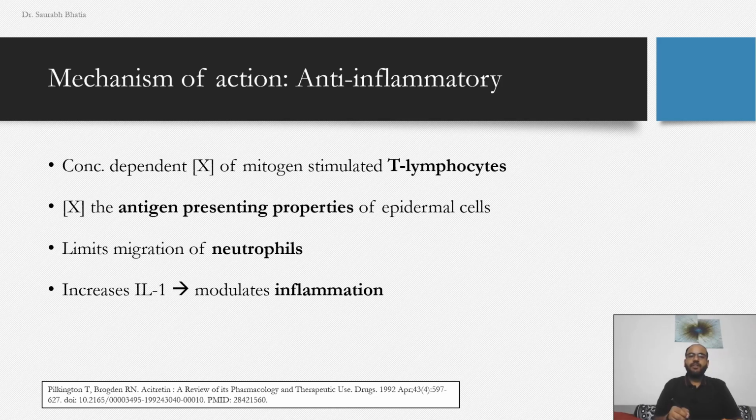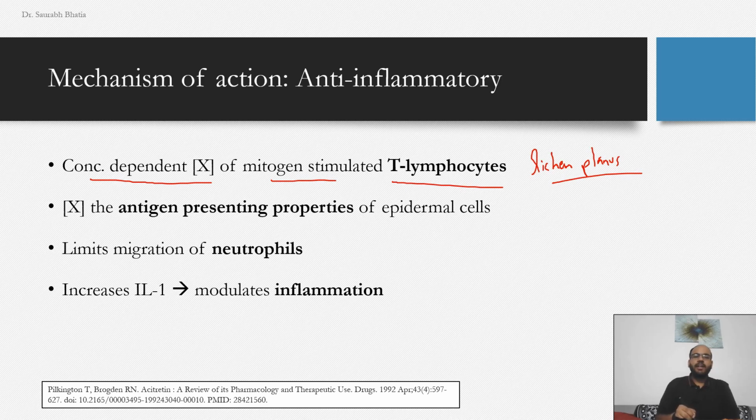The anti-inflammatory action of acitretin is mainly because of concentration-dependent inhibition of mitogen-stimulated T lymphocytes. That means normal lymphocytes are not inhibited that much, but if you give some kind of mitogen, some kind of agent to rapidly divide those T lymphocytes, this division is inhibited by acitretin. So in all disorders in which the lymphocytes are rapidly dividing, acitretin helps, for example, in disorders like lichen planus. In severe lichen planus, acitretin has shown marked improvement.